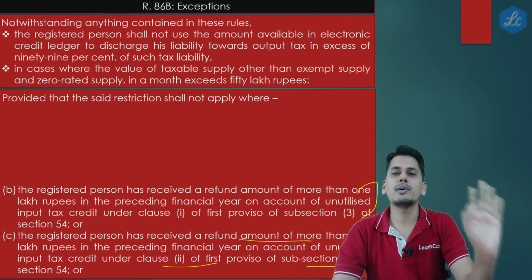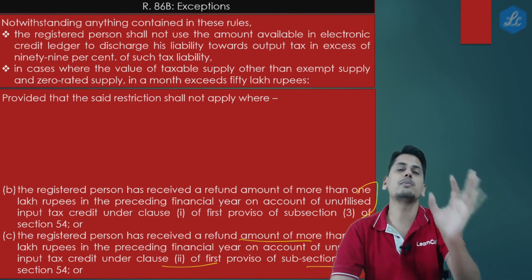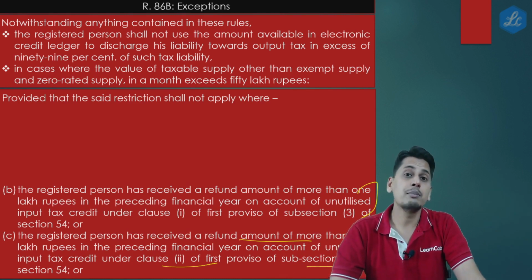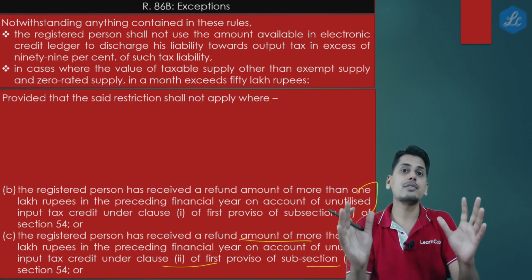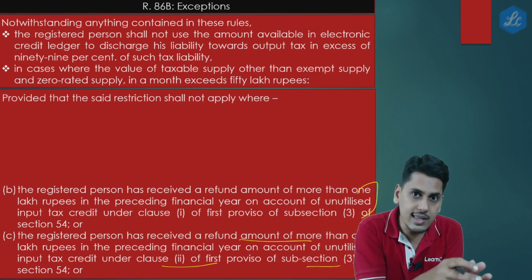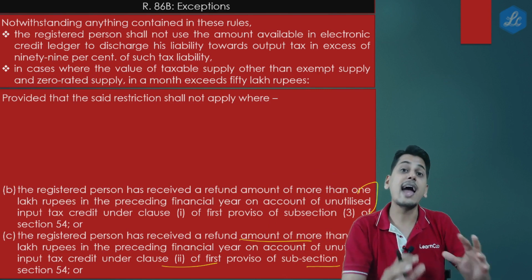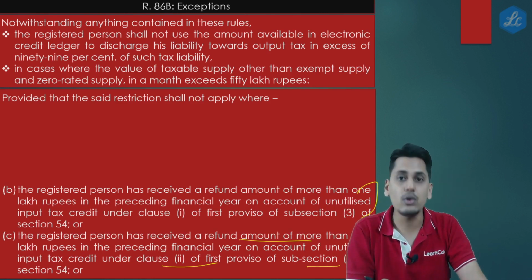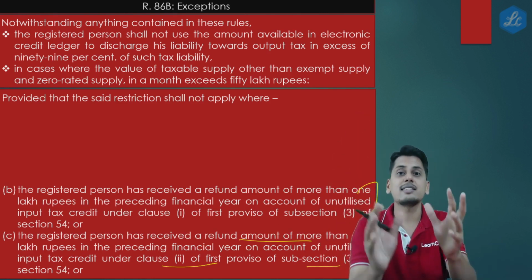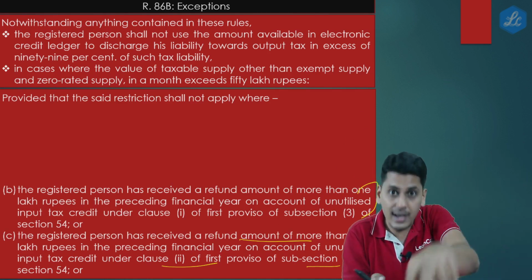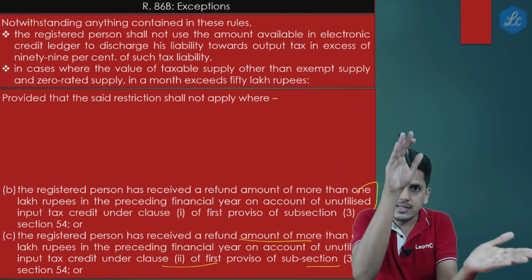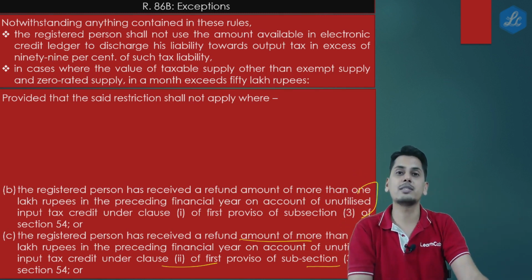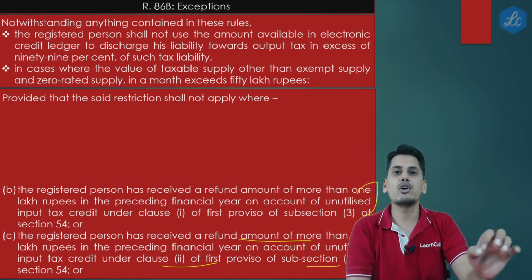86B says that at least 1% of your output tax liability needs to be discharged from the cash ledger. However, because of this 86B, where the intention of the government otherwise was to reduce the accumulation in the electronic credit ledger and grant the refund to the registered persons, in the cases of those persons who are making zero rated supply, in the cases of those persons whose tax structure is inverted duty structure. Otherwise, the intention of the government was to reduce the balance of their electronic credit ledger by granting them a refund. Now, because of this 86B, that objective of the government is not being served.